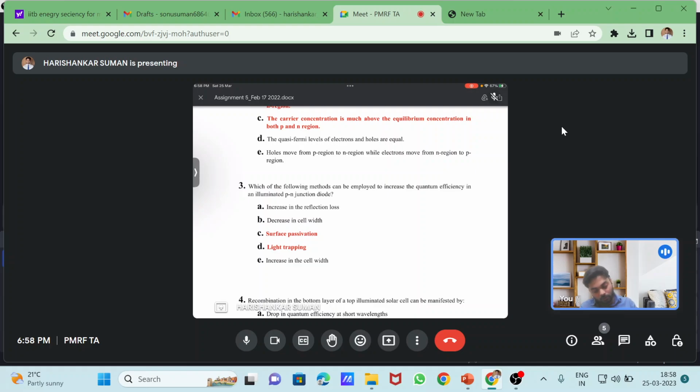Yes, obviously. If the cell width is increased, then absorption increases only when the electron and hole generated go to the respective electrodes. Diffusion length should be comparable with the cell width. Only up to that level can we increase the cell width. Yes, sir. Okay, so the rest of the questions were wrong.